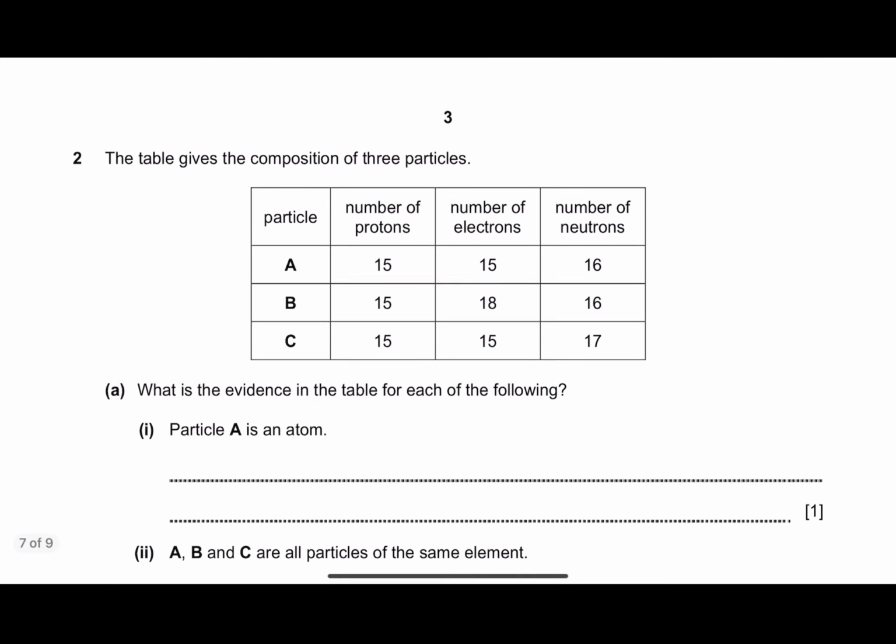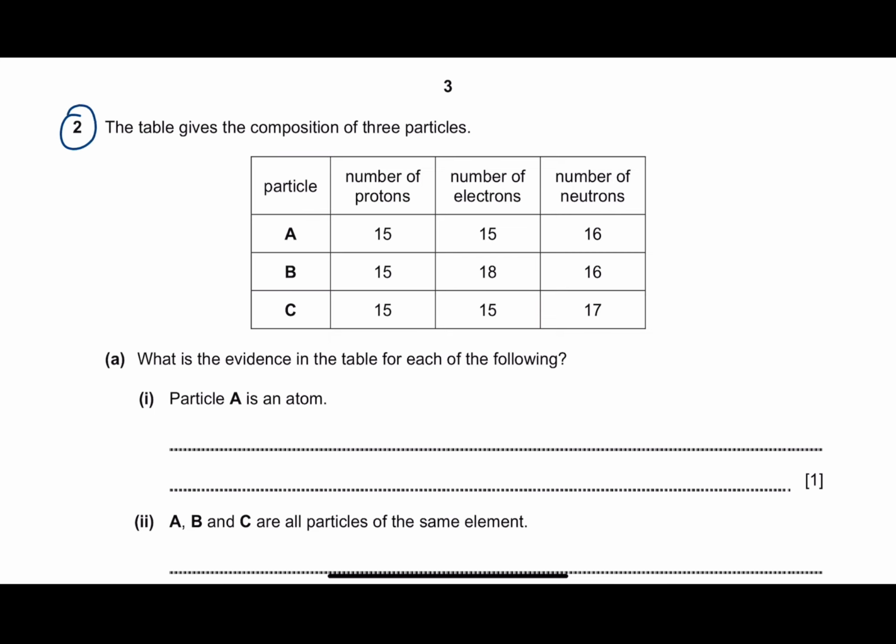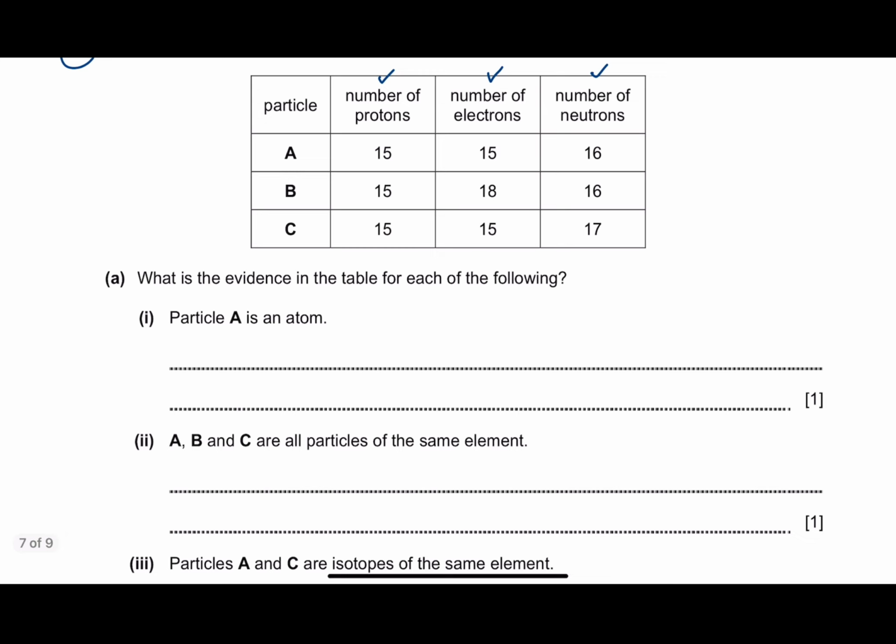This is the specimen paper 2020. Question 2. The table gives the composition of 3 particles, so you have the number of protons, electrons, and neutrons for each particle. Question A. What is the evidence in the table for each of the following? They are asking you to give the evidence why particle A is considered to be an atom.